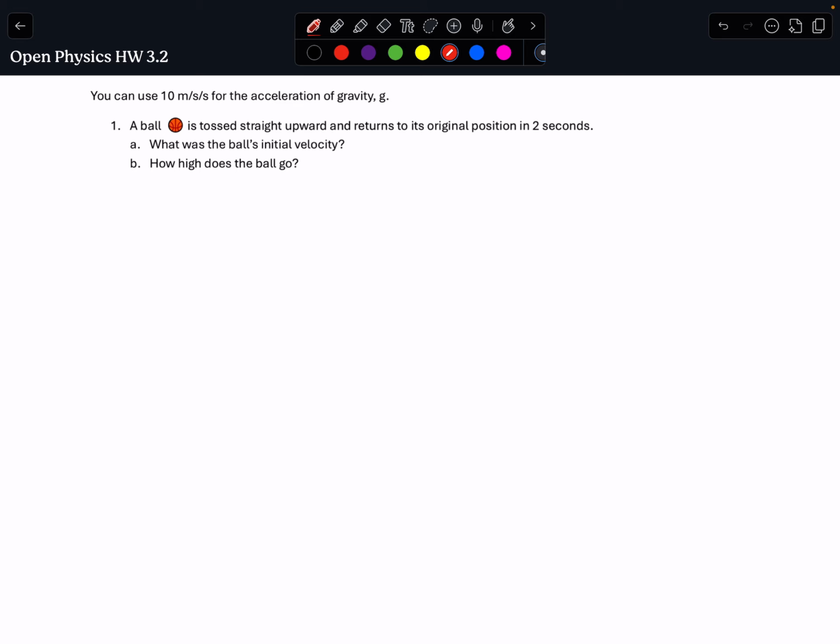Depending on the kind of variables you feel like using, that's either delta x or delta y. We'll just call this delta y. It's the same as delta x, I'm just using a y instead of an x. And the initial velocity, so that means we're looking for v naught. All right.